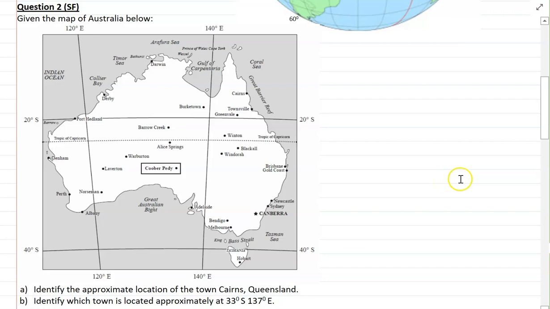Okay, back to question 2, simple familiar. We've got a map of Australia here. You have to identify the approximate location of the town Cairns in Queensland. So have a look at the map. Where is it? Shout out to Cairns. That's where I used to live for a good 20 years. Part B asks you to then identify which town's located at approximately 33 degrees south, 137 degrees east. So see if you can spot which town that is. So press pause and have a quick go at those two.